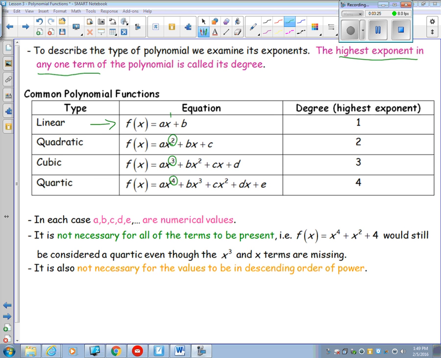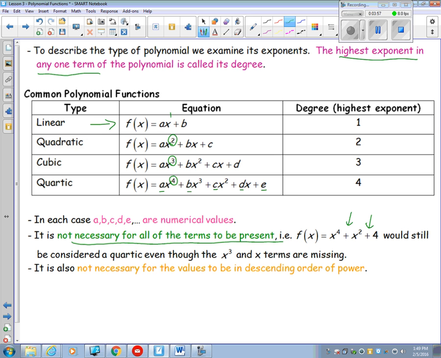Just to remember some things to point out. A, B, C, D, E, those are just numerical values. They could be positives, they could be negatives, they could be decimals, they could be fractions. As long as they exist, these numbers don't really matter what they are. The key is their exponents have to be positive and whole numbers. And as I said on the previous page, it's not necessary for all of the terms to be present. You could be missing the cubes in this one, or just the regular old x terms. That's okay. Still a quartic function, degree of 4.